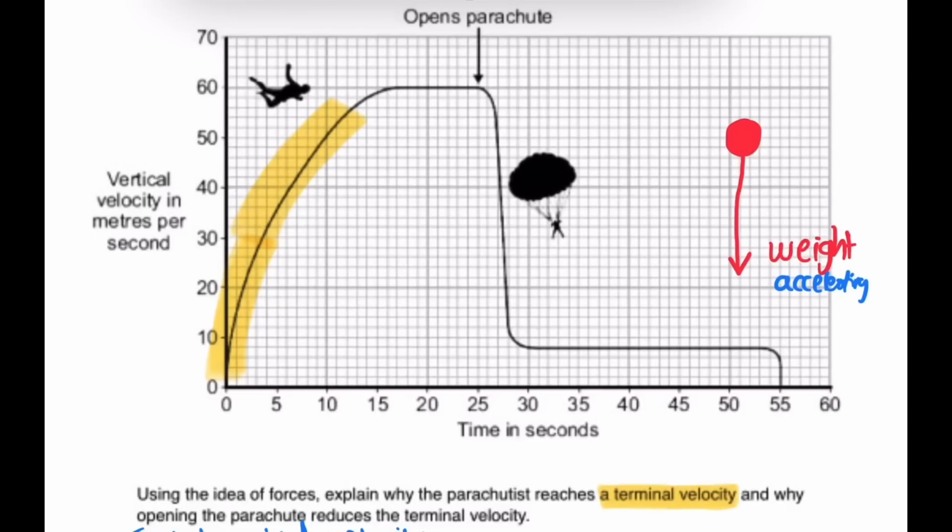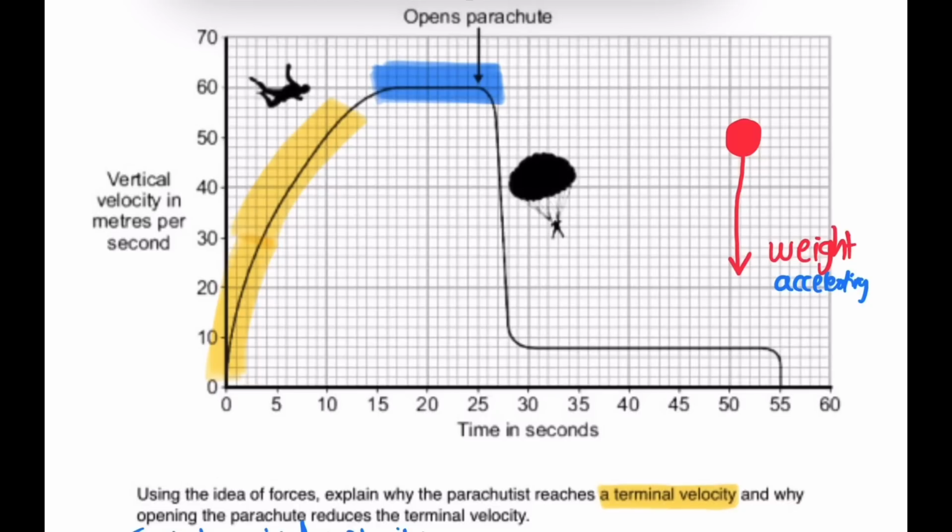Okay, so as the parachutist falls, air resistance will act upward, and the weight is going to be greater than the air resistance. And you can also say that there is going to be a resultant force downwards. So this means the parachutist will continue to accelerate. And as velocity and speed increase, so does the air resistance. And where we see the line becoming constant, this is what we call the terminal velocity.